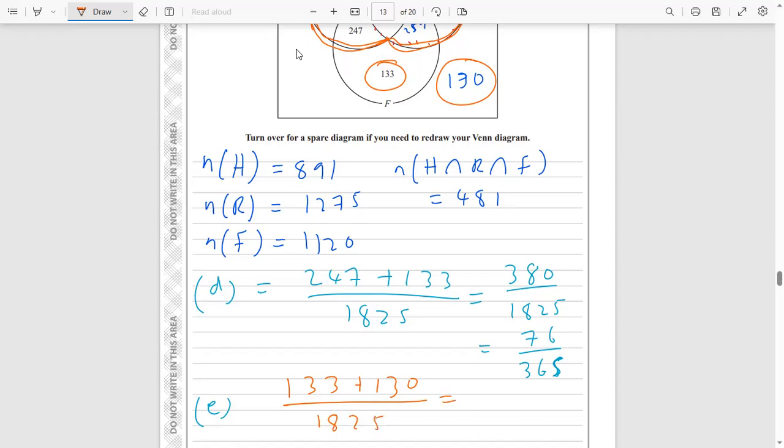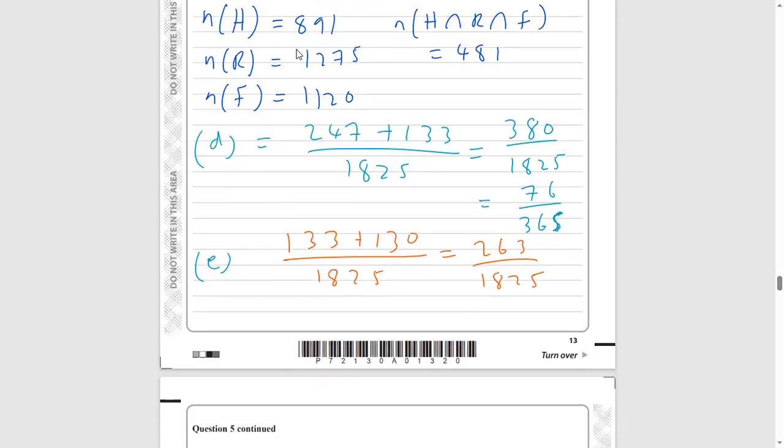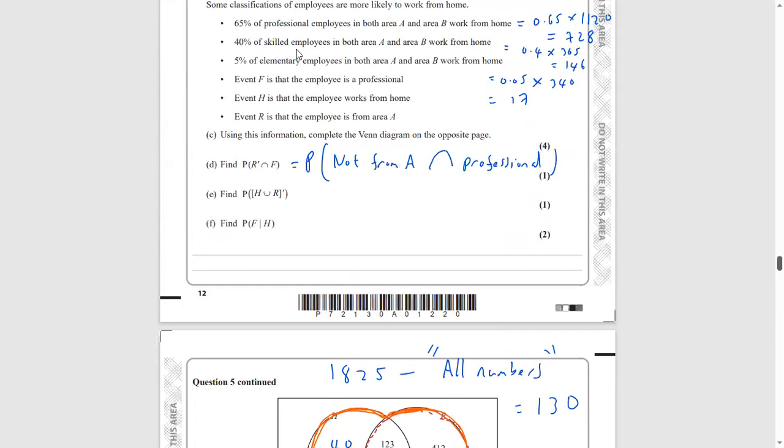So 133 plus 130 gives us 263. So 263 over 1,825. Does it give us a nice number on the calculator? No, still doesn't. That's a simplified fraction; we can't get any simpler than that. So that would be part E done. And then the last part of the question, part F.